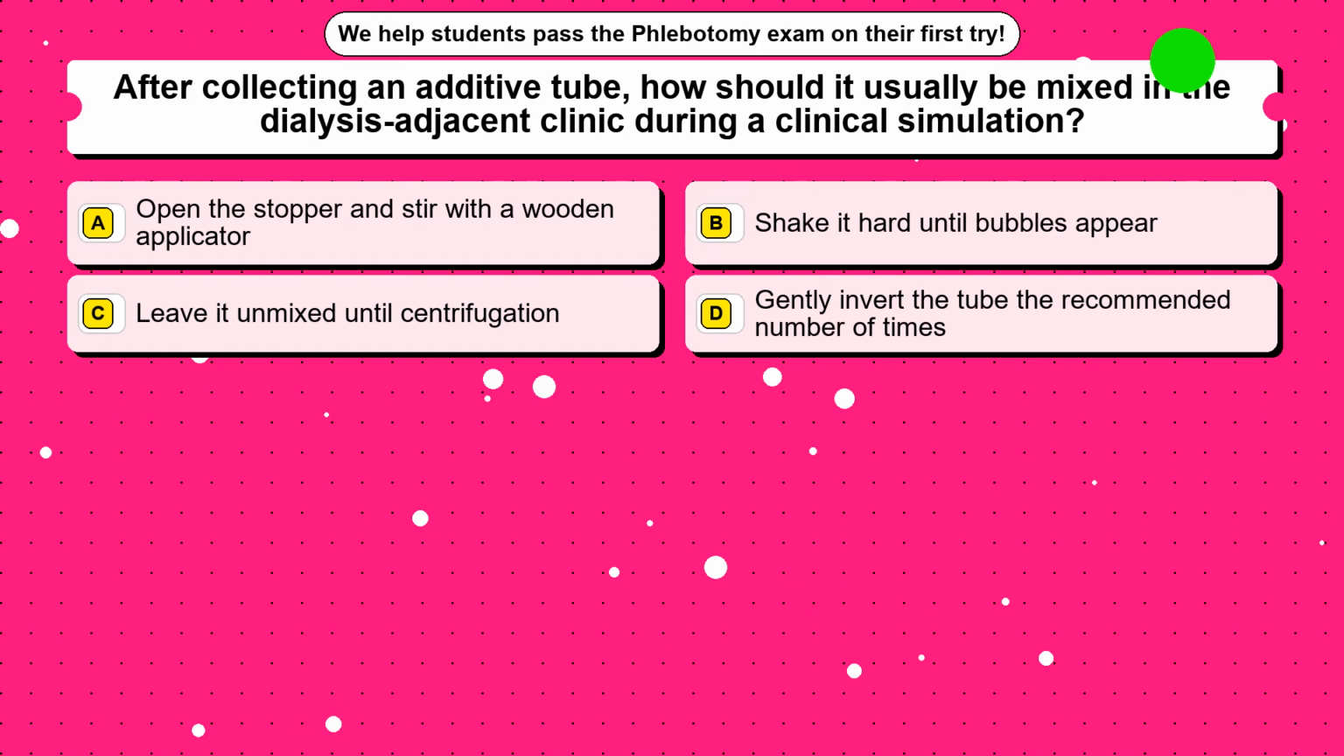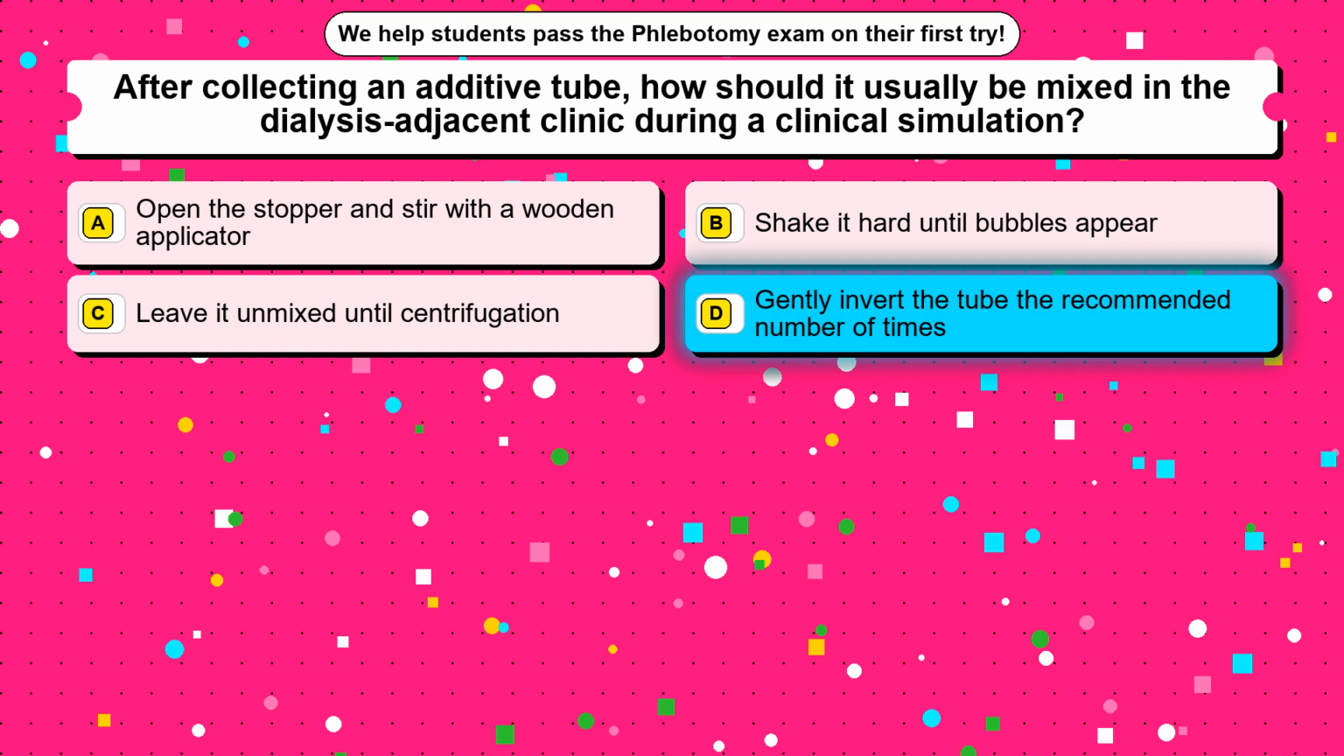Question 9. After collecting an additive tube, how should it usually be mixed in the dialysis adjacent clinic during a clinical simulation? Option A, open the stopper and stir with a wooden applicator. Option B, shake it hard until bubbles appear. Option C, leave it unmixed until centrifugation. Option D, gently invert the tube the recommended number of times. The correct answer is option D.